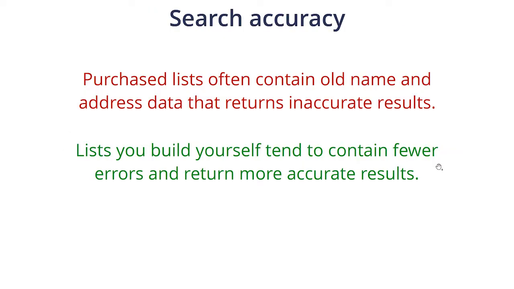Search accuracy. Our search accuracy is above 80%, and a lot of times it's dependent on the quality of the list. So a list that you've purchased may not have quality names and addresses in it. A list you've developed yourself probably has higher quality. So list quality affects search results in a dramatic way.